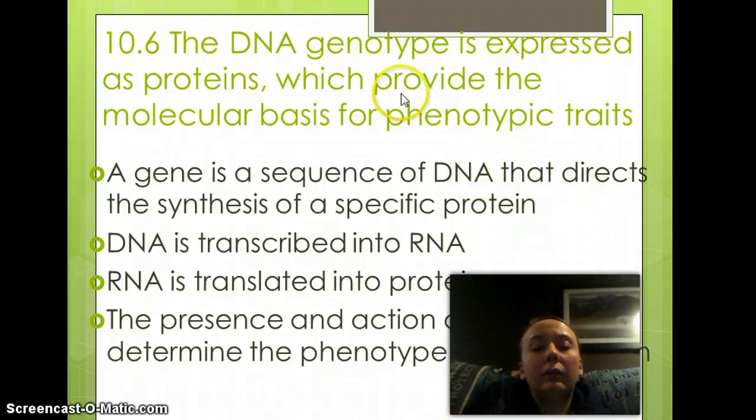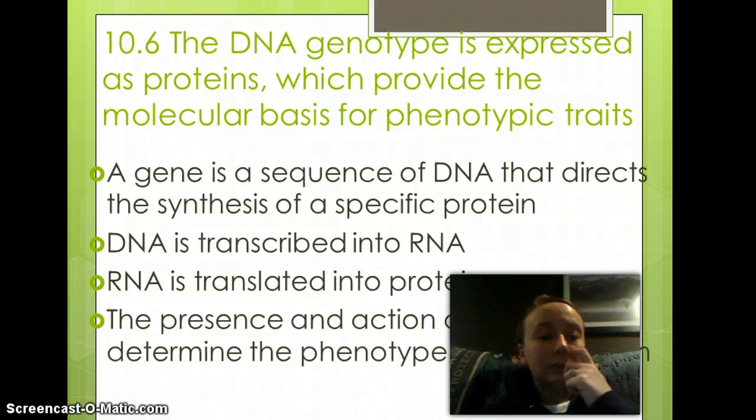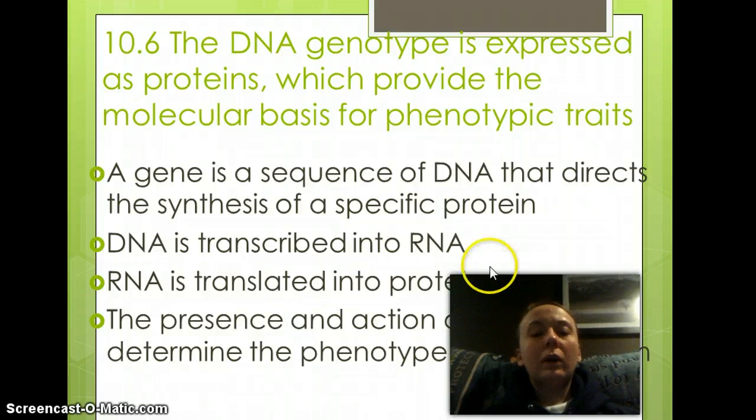So we talked about how those sequences in DNA are genes, and we have a lot of genes on our chromosomes. So what those genes do is make specific proteins. So first we go DNA to RNA. DNA is unwound so a strand of RNA can be formed. Then that RNA will leave the nucleus and go outside into the cytoplasm where it can be translated into a specific protein. And the presence and action of those proteins we make in our body is what determines our phenotype.